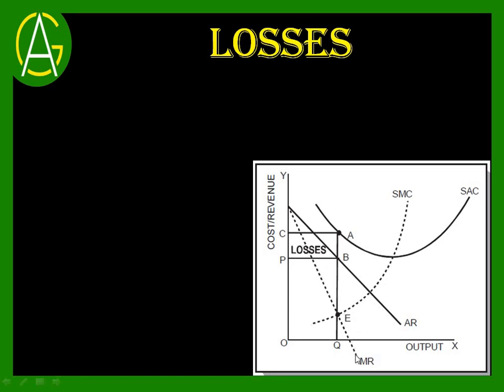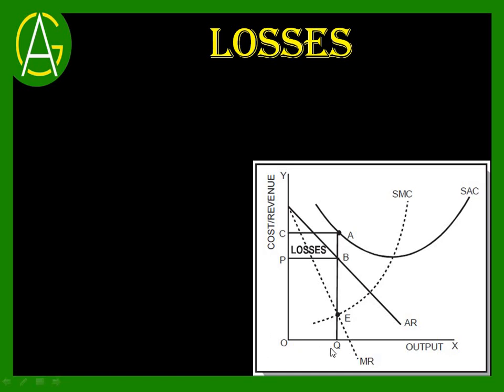This is the marginal revenue curve. This is the marginal cost curve of the firm. At the intersection point, this is equilibrium. Below the equilibrium, we find quantity, and from the equilibrium point, we stretch out up to average revenue. In front of average revenue, we find price. So OQ is the quantity and OP is the price.